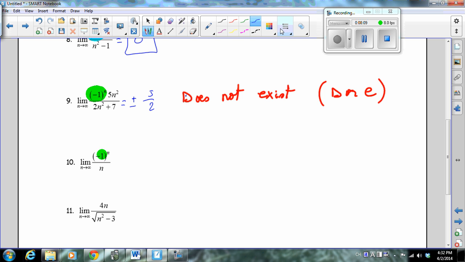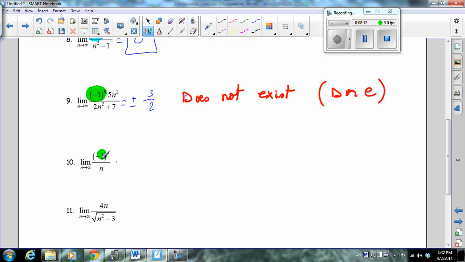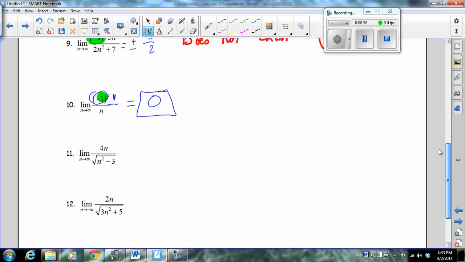On problem number 10, this time I have -1 on top. Since there's no variable, I take it as 1 over n, and of course I cover this portion. 1 over n, once again, is low over high. Low over high is equal to 0. Once the outside gives you 0, I don't even need to bother looking at that -1 because 0 times anything is 0. Let's look at the last two.